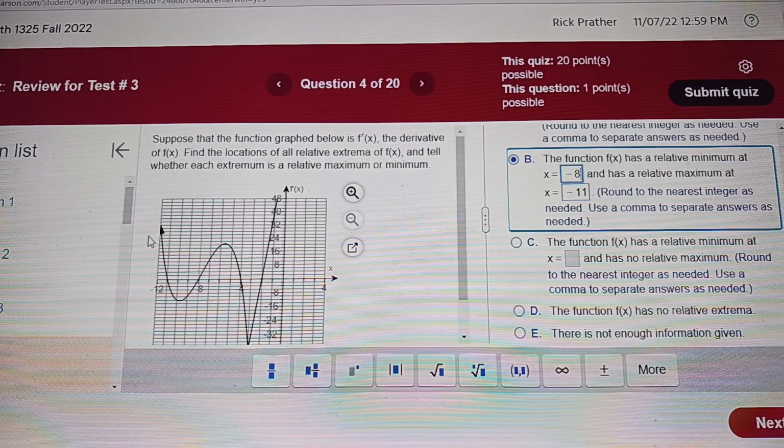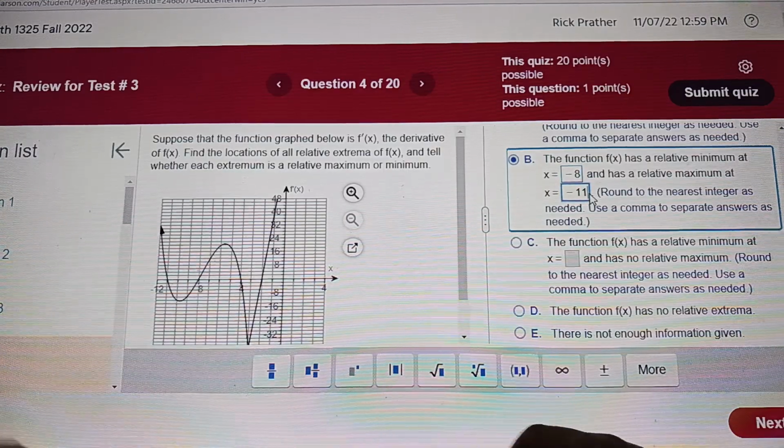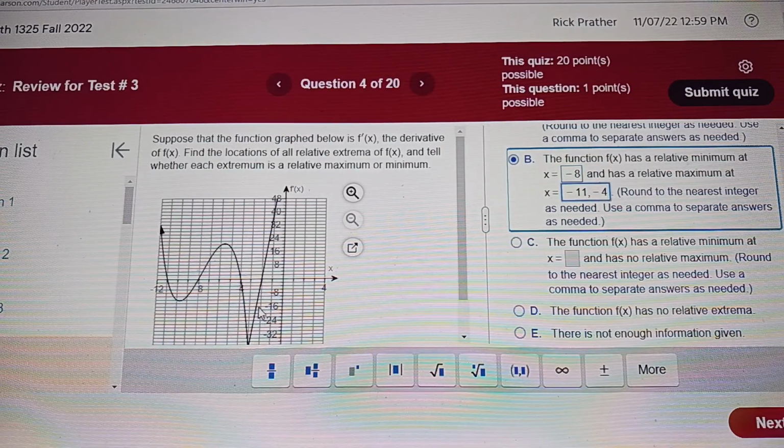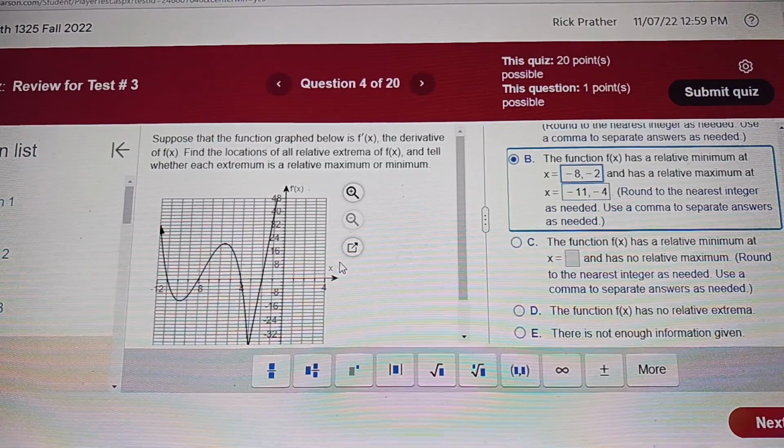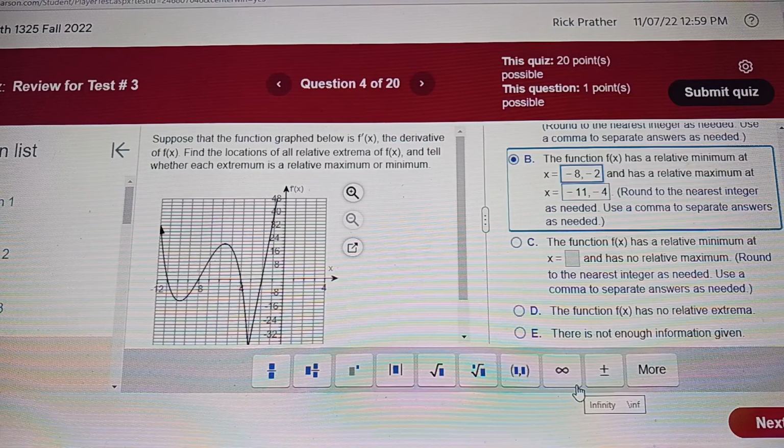And then we're going from positive to negative right here. Positive to negative, that's another relative maximum. There's another relative maximum at negative 4. And then when we get over here, it's negative derivative first, positive derivative second. That's another relative minimum at negative 2. So if you are given the derivative graph, you're always focused on when you are above the x-axis and when you are below the x-axis. It's a totally different concept, which is what makes this one harder.